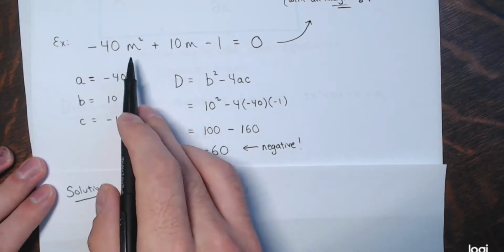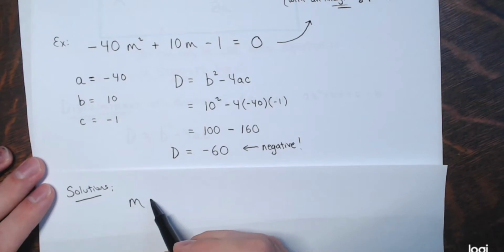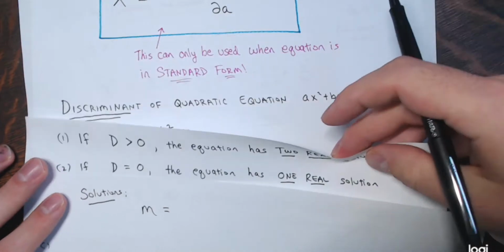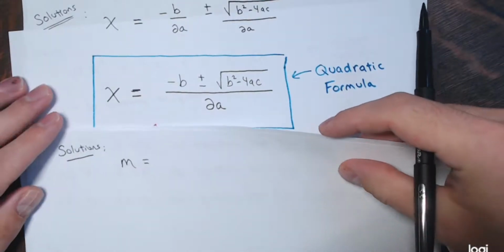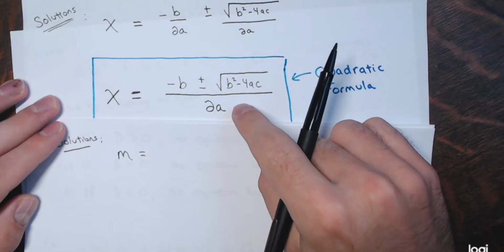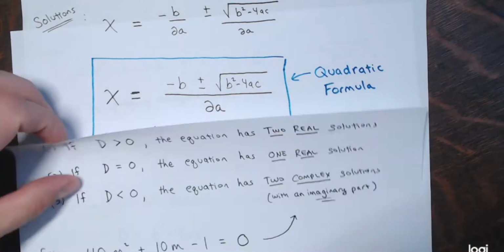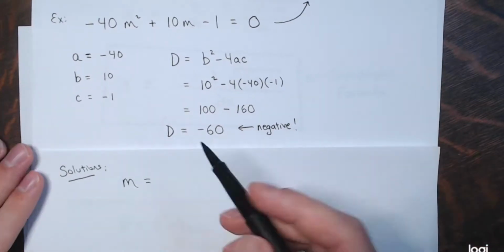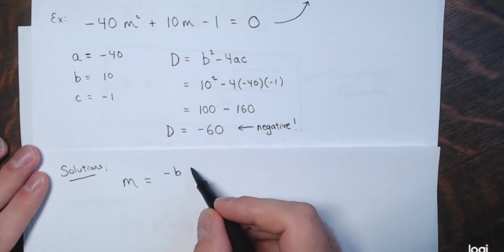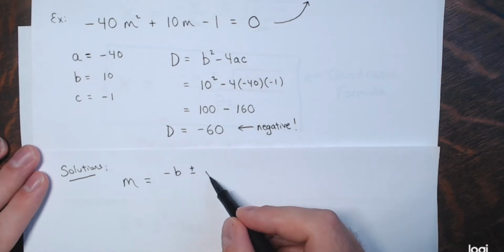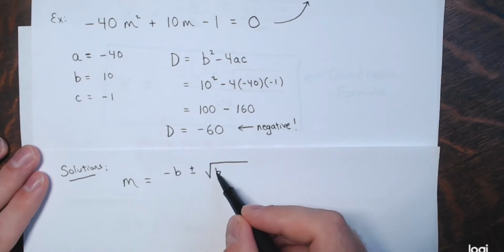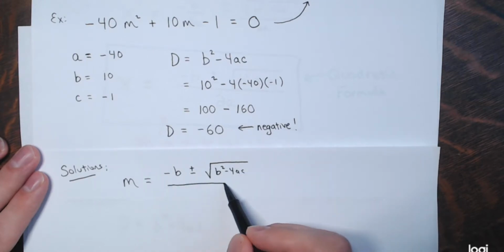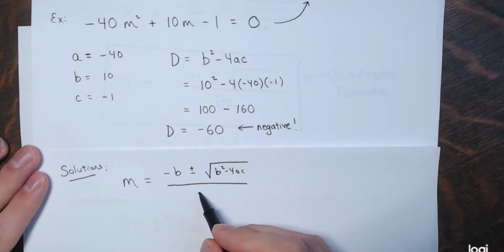Now the variable here is m, not x, so I'm going to write m equals. And then don't forget, we have our quadratic formula here. Now again, just replace x with m. Here is the quadratic formula. In fact, I'll write it out again. I'll probably write it out several times as we go through these examples. It's the opposite of b plus or minus the square root of the discriminant, b squared minus 4ac, and then all of this divided by 2a.